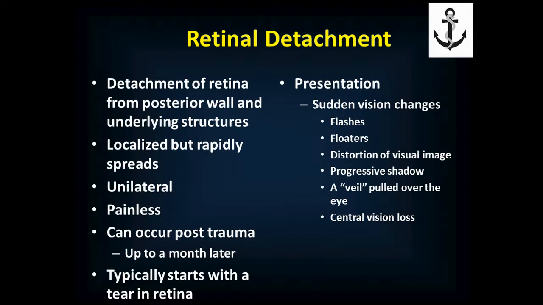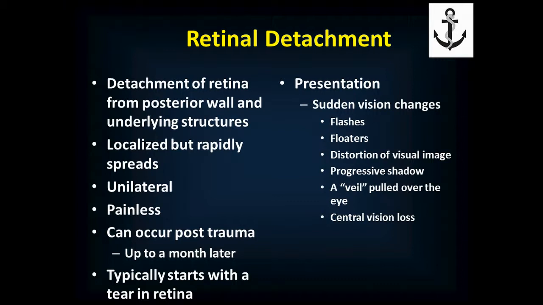Retinal detachment is something you need to be concerned about as well. This is basically detachment of the retina from the choroid, so it pulls off the wall and the underlying structure of the globe. And remember, that's the screen onto which all the light from the outside world is projected. So that's where vision essentially is processed. And so it starts locally, maybe with a small tear or with a buckle, but then rapidly spreads as it pulls off the wall. It's typically unilateral, although it can be bilateral.